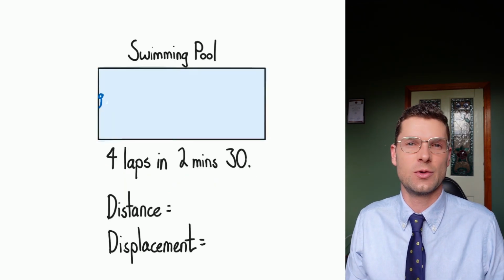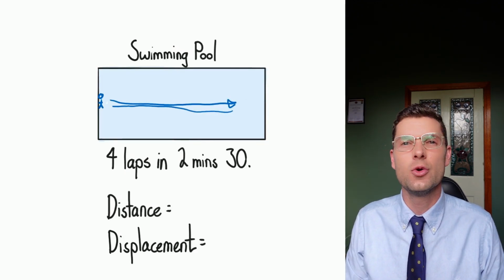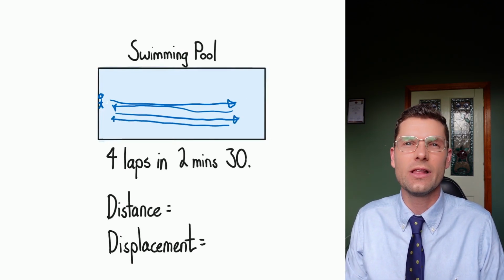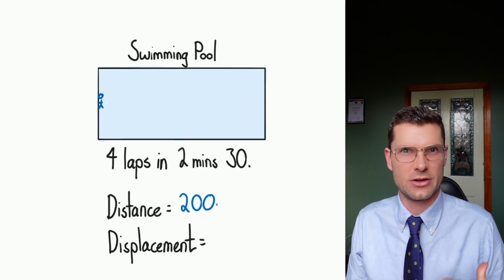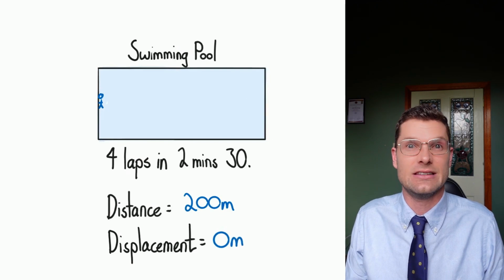Again, we're going to go to a swimming pool example. This time I'm going to swim 4 laps. I've done 200 meters and it's taken me 2 minutes and 30 seconds. What's really important here is that my distance was 200 meters, but my displacement, because I've gone up and back, my displacement is actually 0 meters.